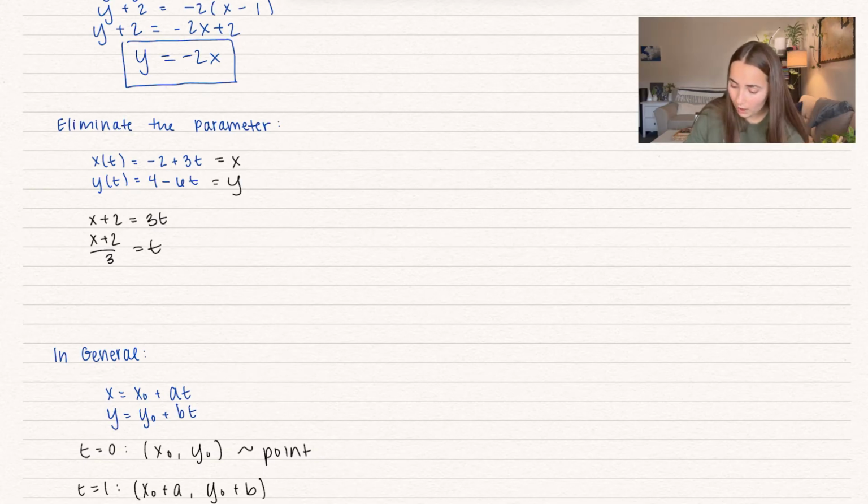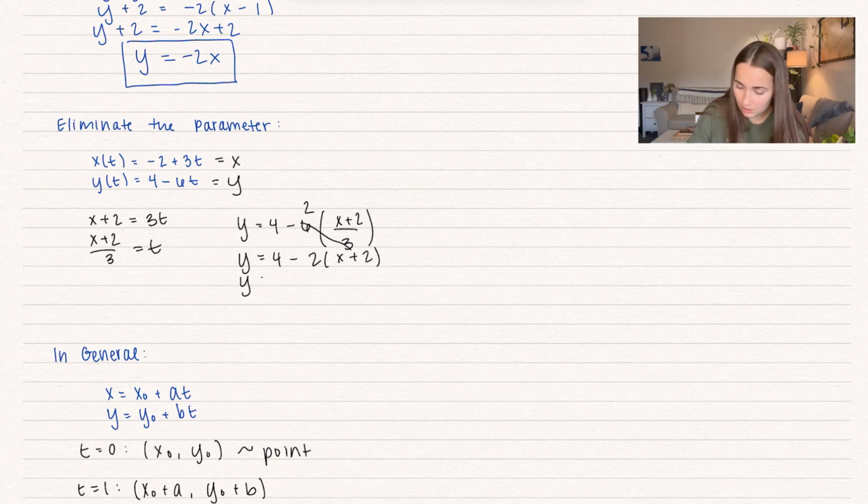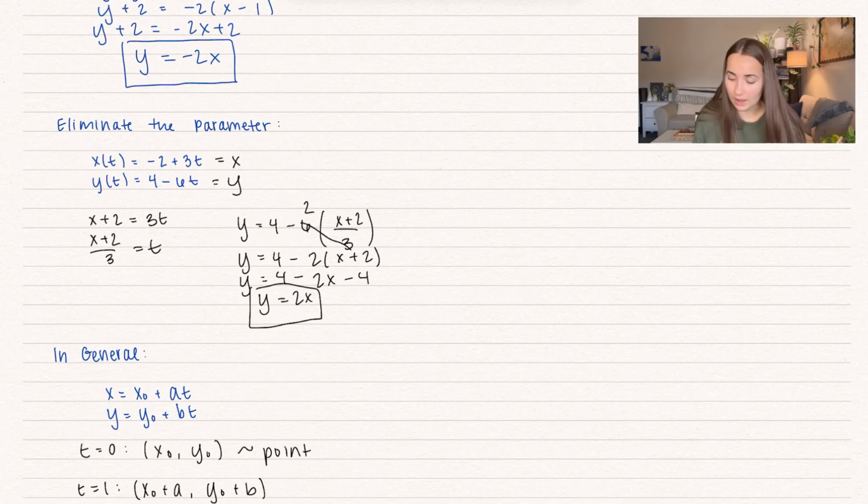So here, y is equal to 4 minus 6, and then we can plug in our t value, right? So here that cancels out to 2. We get y is equal to 4 minus 2 times (x plus 2). Let's go ahead and distribute. 4 minus 2x minus 4, yep. So we get y is equal to 2x. So you can do it either way. You end up with the exact same answer, right?